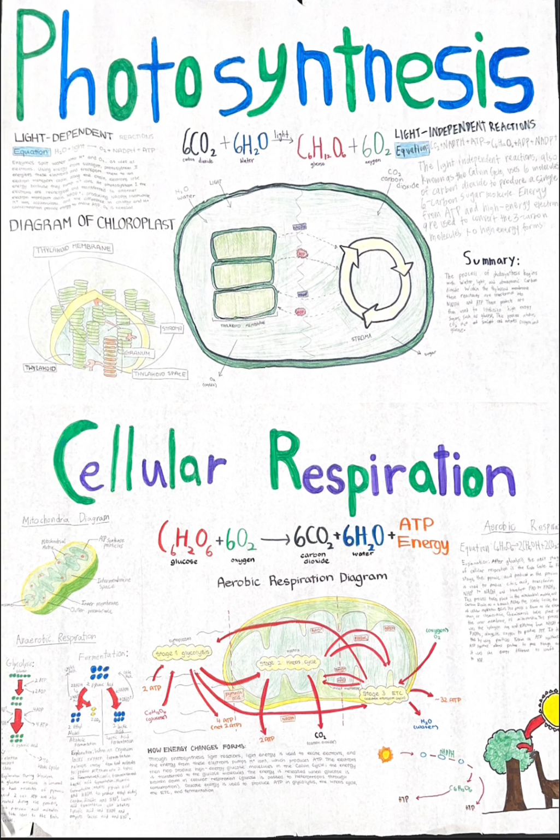After the Krebs cycle, the final stage of cellular respiration occurs. This process is known as the electron transport chain, or chemiosmosis. Chemiosmosis takes place in the inner membrane of the mitochondria.